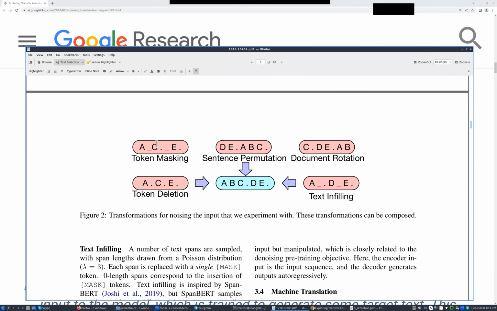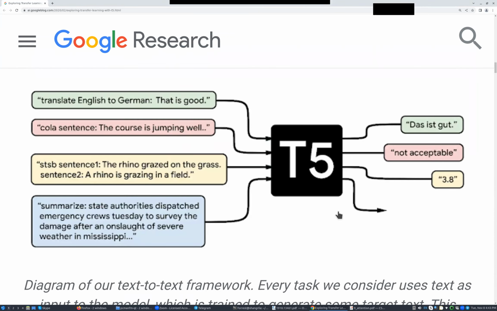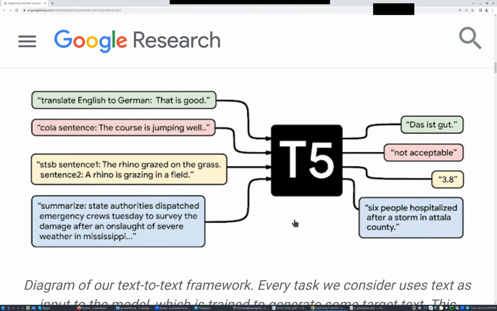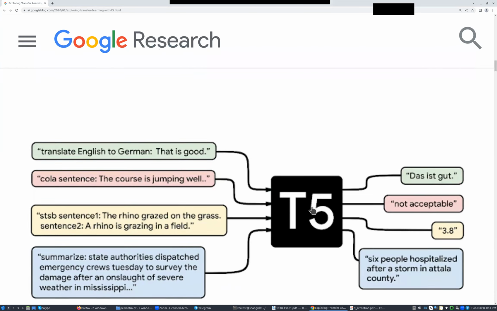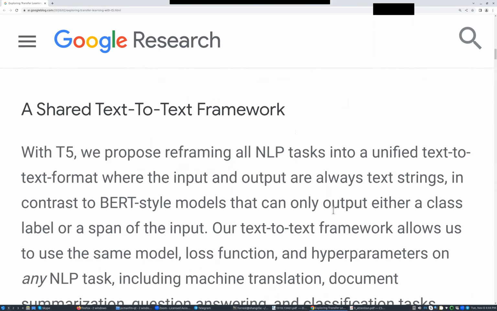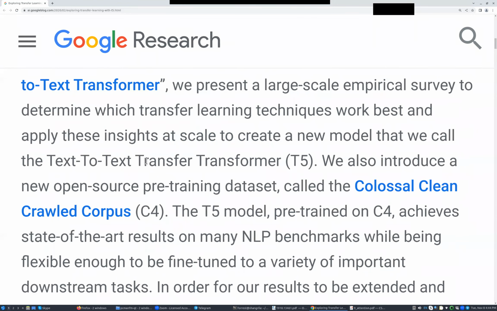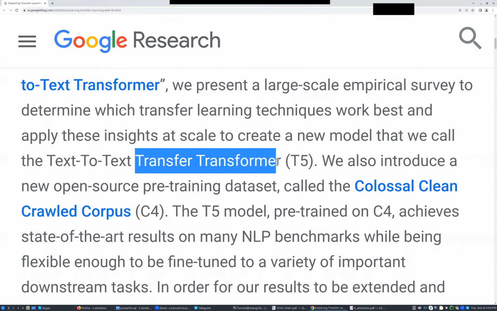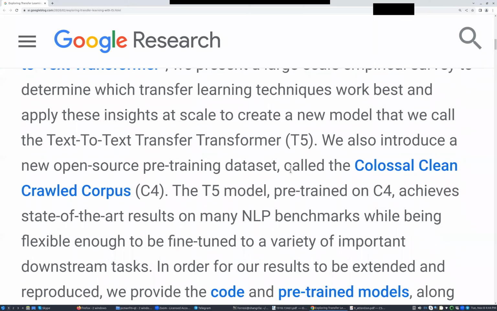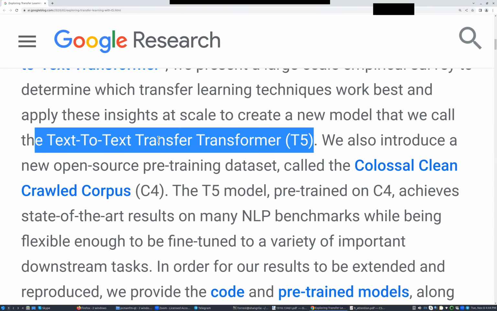Usually the input and output are the same thing. They are highly correlated, except, for example, some tokens got deleted or some tokens got masked out. While in T5, it's real text generation. So that's why this model is called T5. T5 stands for text-to-text transfer transformer. Similarly, they introduce a data set called the Colossal Clean Crawled Corpus, C4.